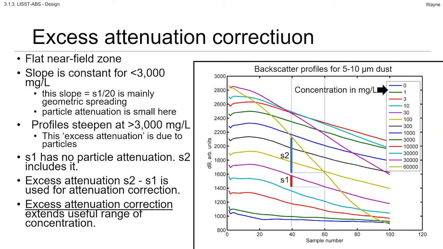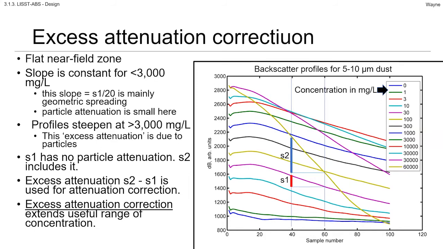Close to the transducer, you can see there's flattening of the response. That's due to near-field effects that we won't talk about here. But you can see for a wide range of concentrations that beyond sample number 20, the slope of the profiles are constant for concentrations less than around 3 grams per liter. So we'll call that slope 1, slope S1. For higher concentrations greater than 3 grams per liter, you can clearly see that the slope is changed. So we're calling that slope here slope S2.